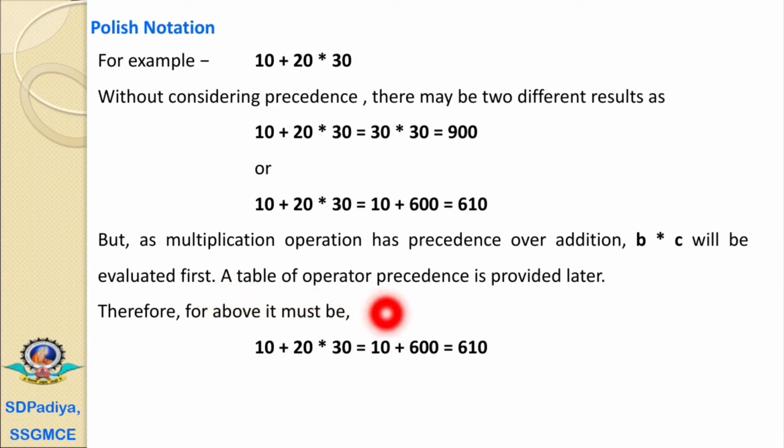A table of operator precedence is provided later. We already discussed it. Therefore, for 10 plus 20 into 30, we always have to solve 20 into 30 first, because the multiplication operation has a higher precedence compared to addition. That's why it will be 600, and plus 10, that is 610. This is the multiplication, and then we have to perform the addition.